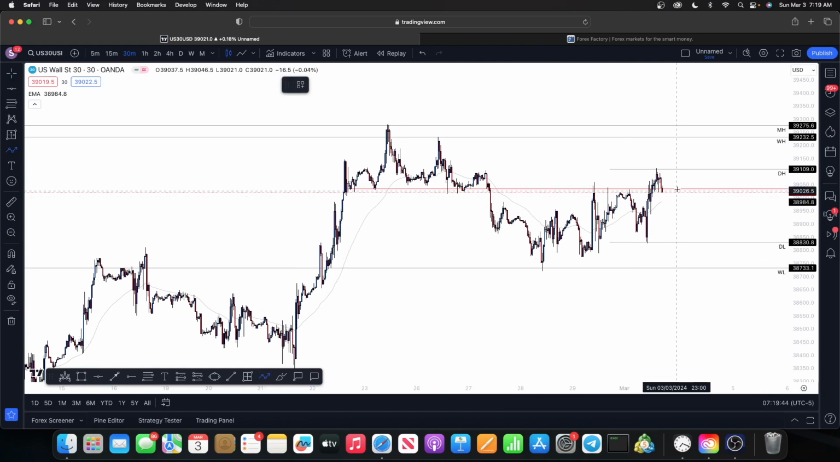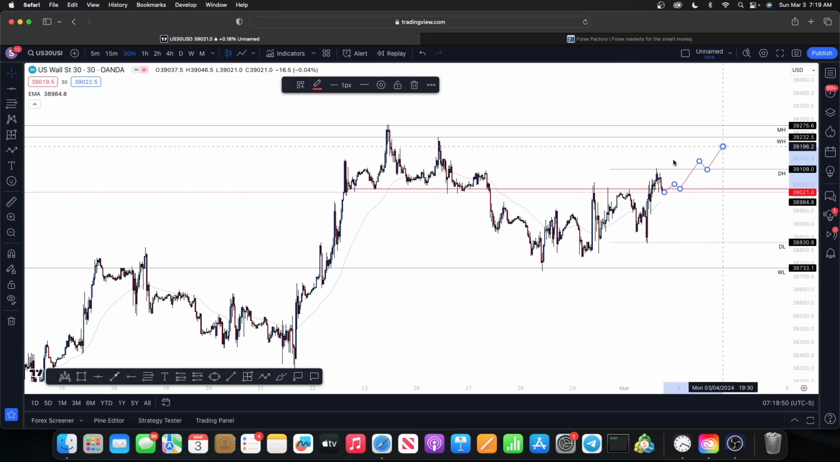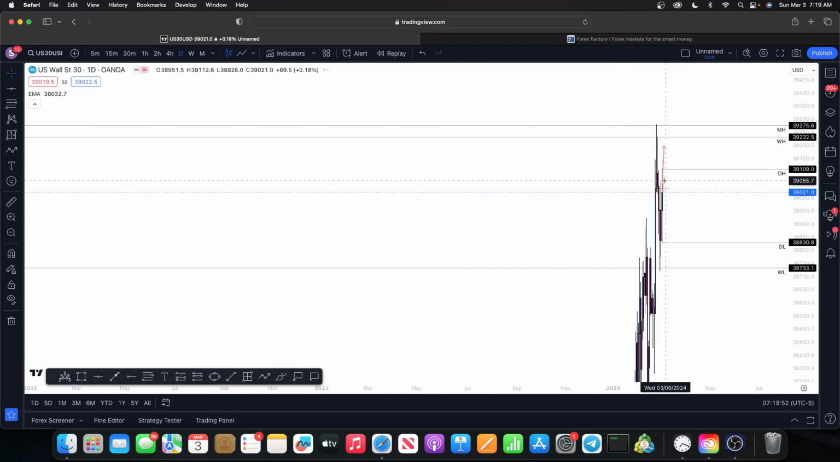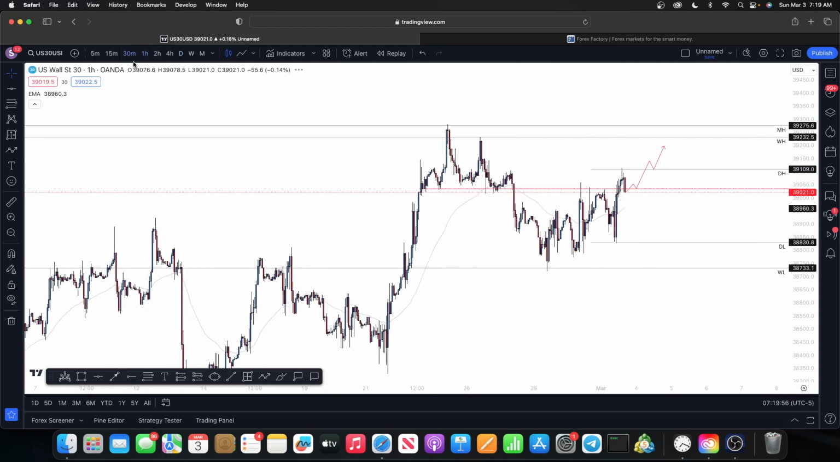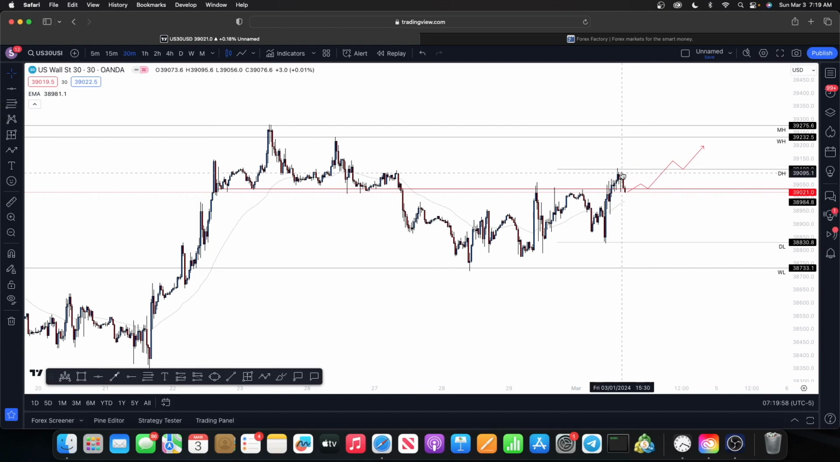Now, the other play is if price doesn't remain itself under here and we start breaking back above, right? The only way I'll be looking for buys will be if we start breaking above the daily highs, which is obviously the previous daily highs. That will be the only way that I'll be looking for buys, right? Simply a break and retest above the daily highs around 39,110.